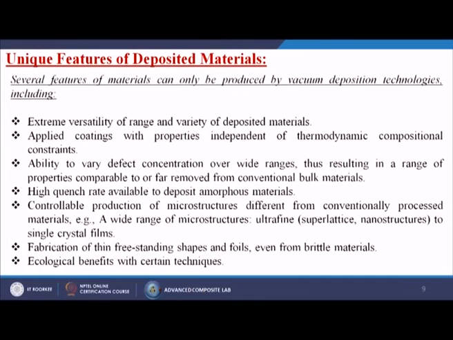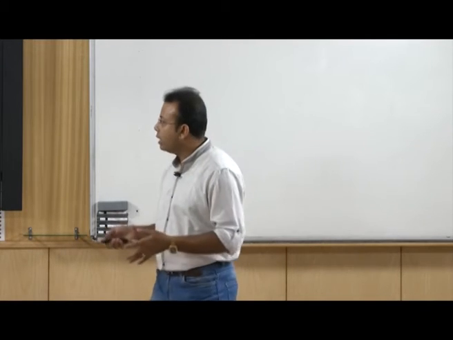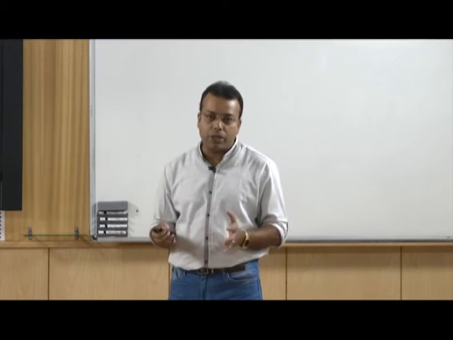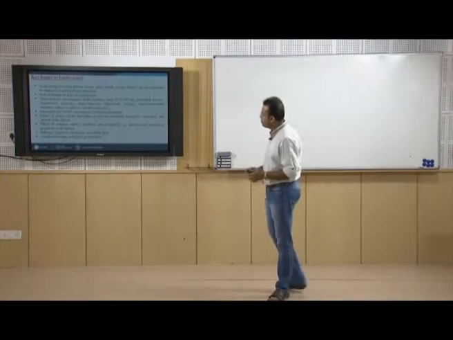High quench rate is available to deposit amorphous materials, with controllable production of microstructures different from conventionally processed materials, a wide range of microstructures from ultrafine, superlattice nanostructures to single crystal films, fabrication of thin freestanding shapes and foils even from brittle materials, and ecological benefits with certain techniques. So, these all are the key features for depositing the materials onto the substrate.